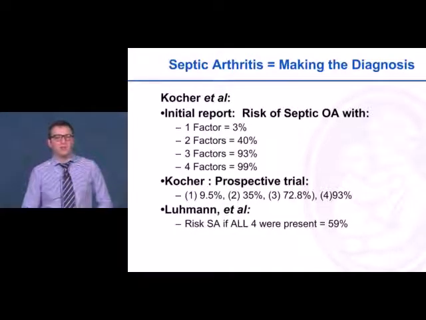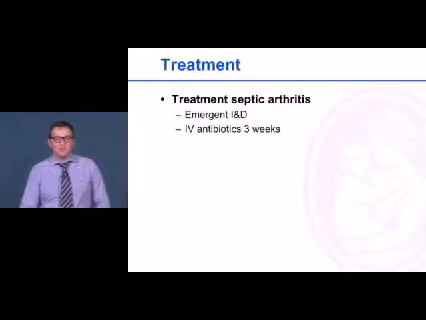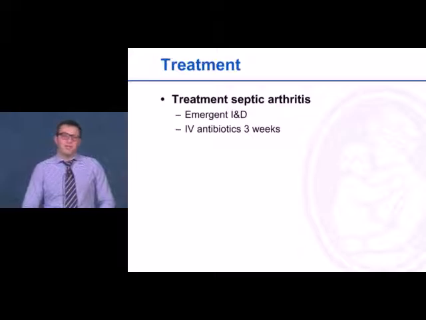And if you look at those criteria together in concert, retrospectively, all 4 factors present gave you a 99% positive predictive value of septic arthritis. Coker further looked at prospectively what would happen, and still, with all 4 of the criteria, you have about a 93% positive risk of septic arthritis. Now, others have not been able to reproduce the high numbers, but clearly these 4 observations are critical to guiding your treatment and therapy. So treatment for septic arthritis is an emergency.